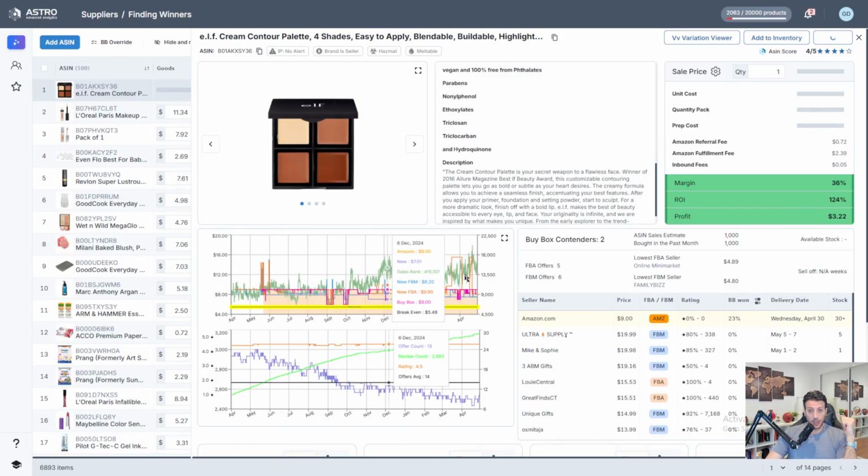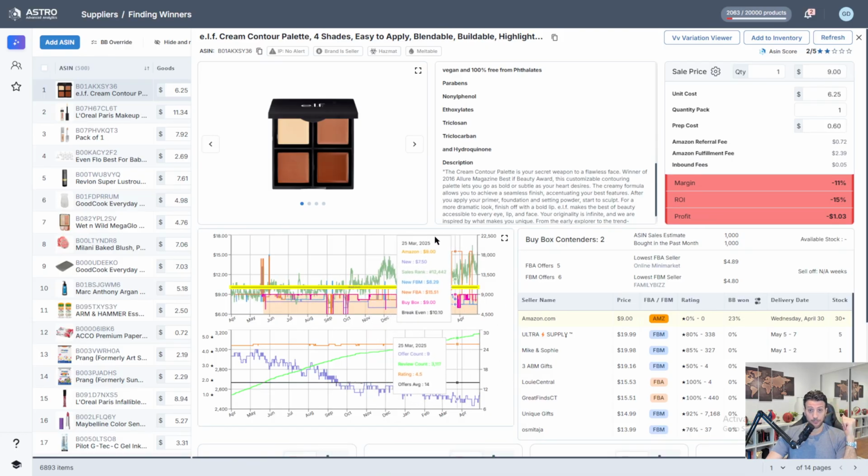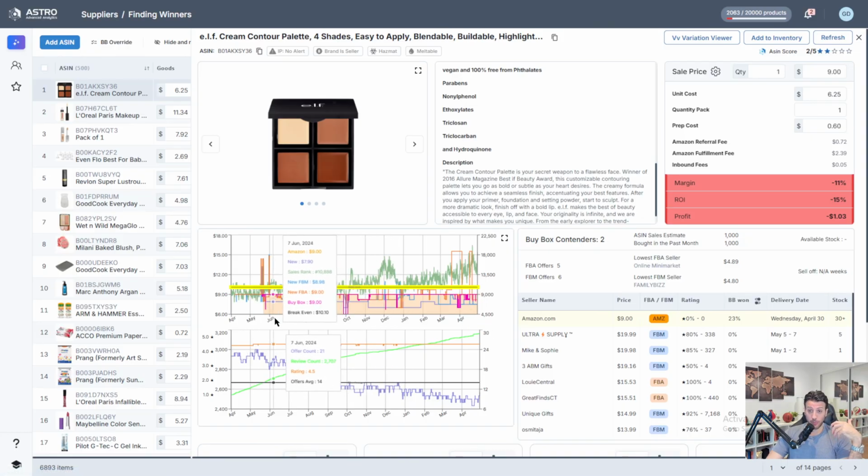Okay, so now looking at this product at $6.25, which is our supplier's price, this obviously is not a good product. Just looking at the chart here, you see that the buy box is consistently below the break-even line. So that shows that the price has always been a loser for us, not just now, but historically by looking at that.